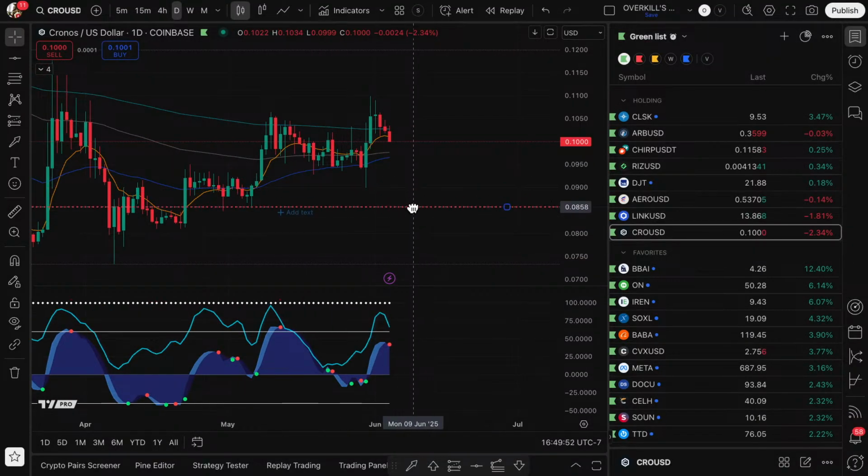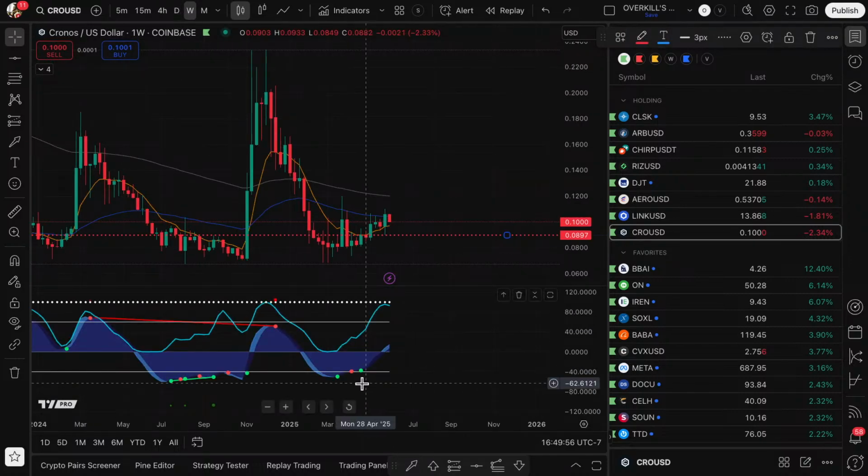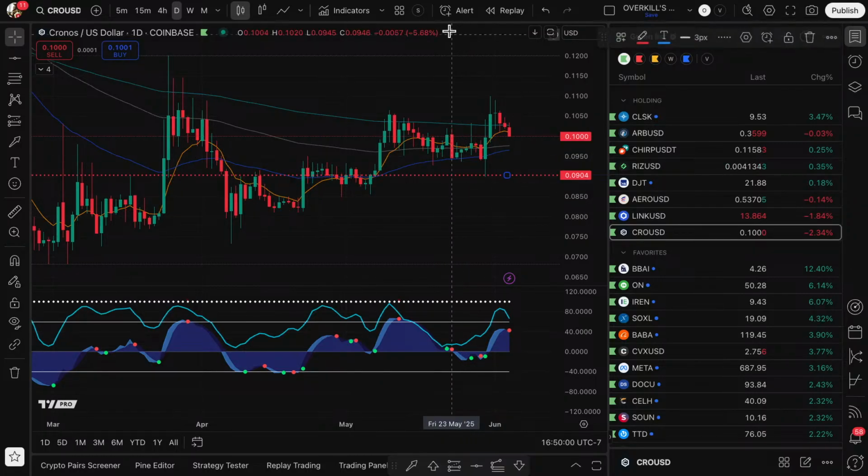CRO, I still like this one above 9 cents. It has a red dot here today. What's the weekly saying? The weekly's still green as well. So I'm still a holder of CRO. I'm watching that 9 cent level. It's still very bullish over 9. We're still up above the EMAs.